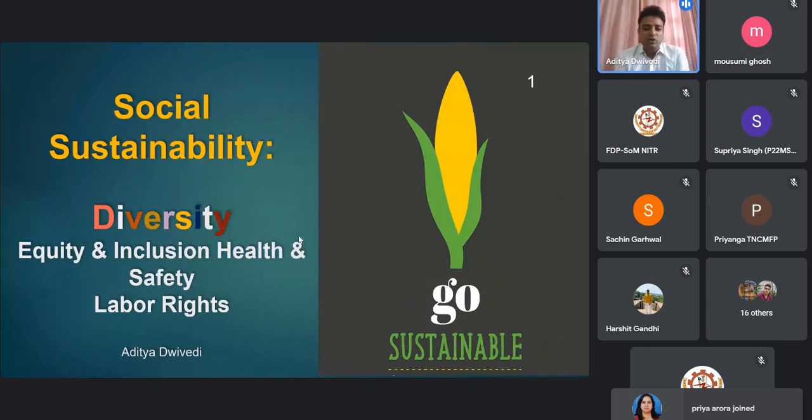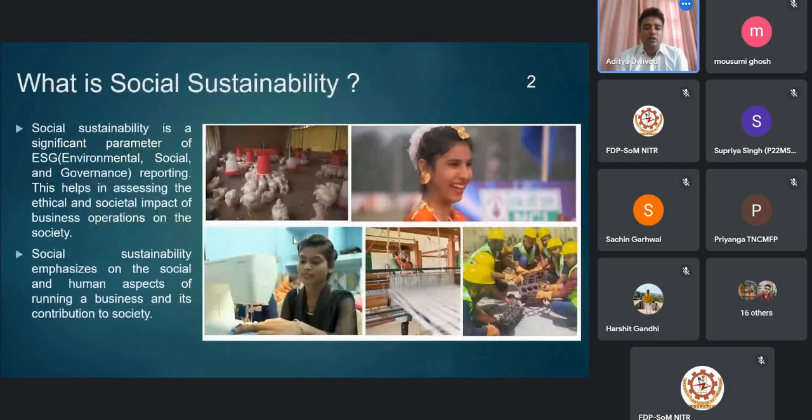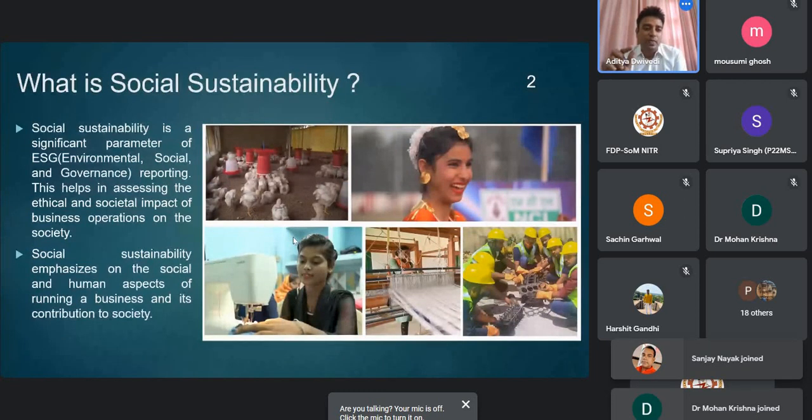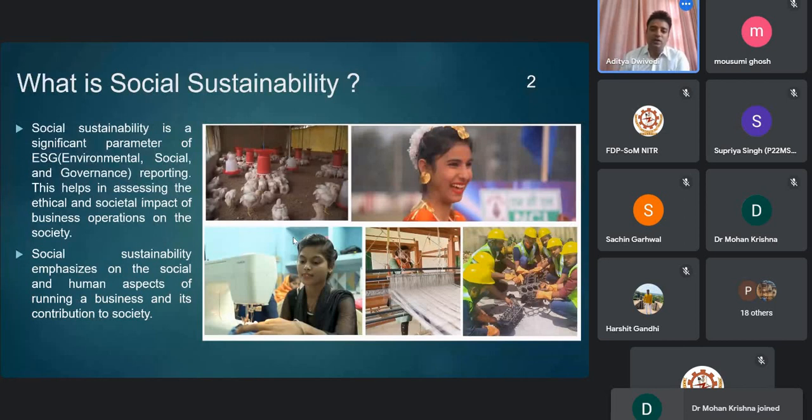Thank you. So today I'm going to share my views on social sustainability, in reference to Coal India Limited: what we are doing and how we are reporting. First of all, social sustainability is one part of ESG reporting, that is environmental, social, and governance. Why is it important? Because it's about care, and it's about the future of the society where we are operating our business. It's the footprint our business operations leave on the people living in nearby areas.